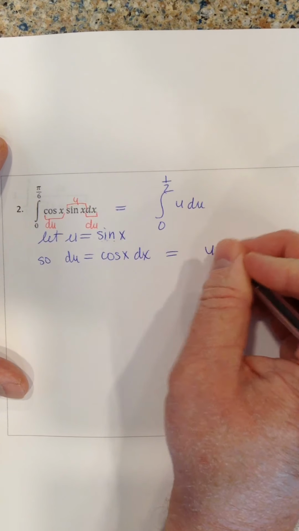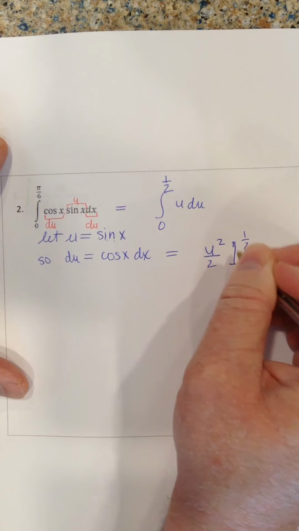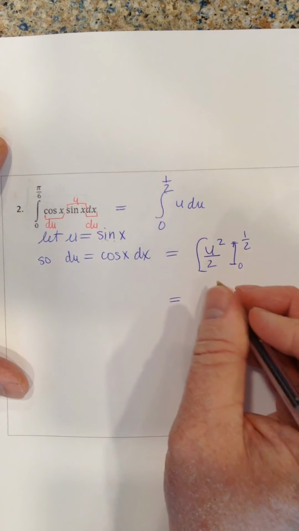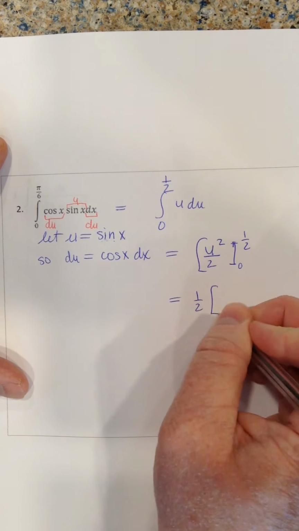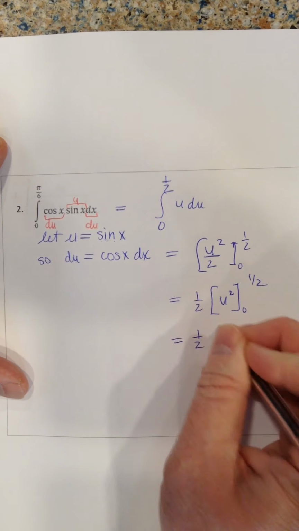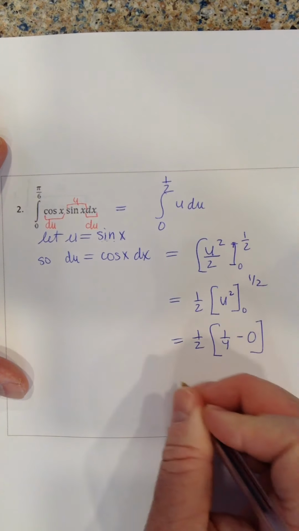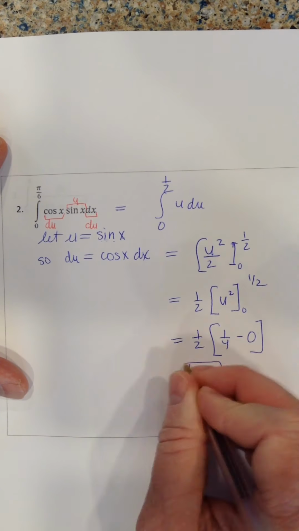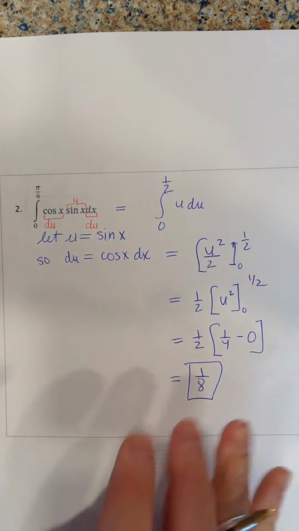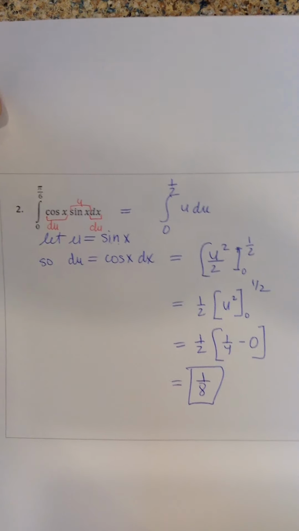So now I take the antiderivative and get u squared over 2 from 0 to 1/2. So I plug in a 1/2, I get 1/2 times 1/4 minus 0. So I get 1/8. And notice the beauty of this is that I do not have to substitute back in for x. I've made a total transformation of the variables, including the limits of integration.